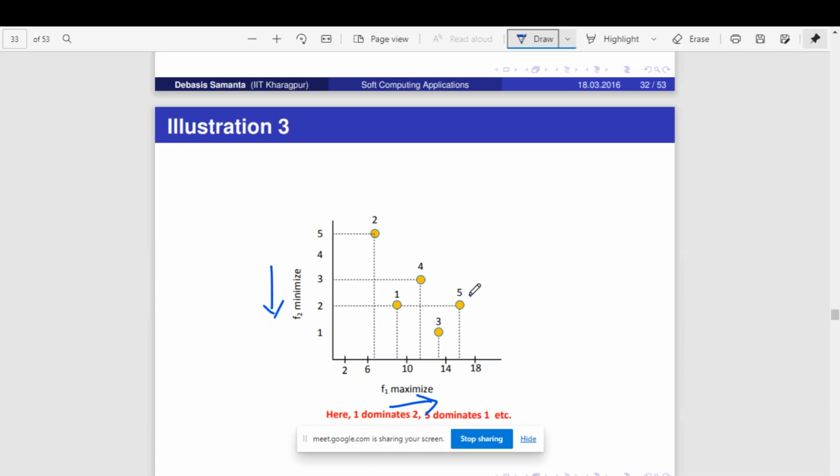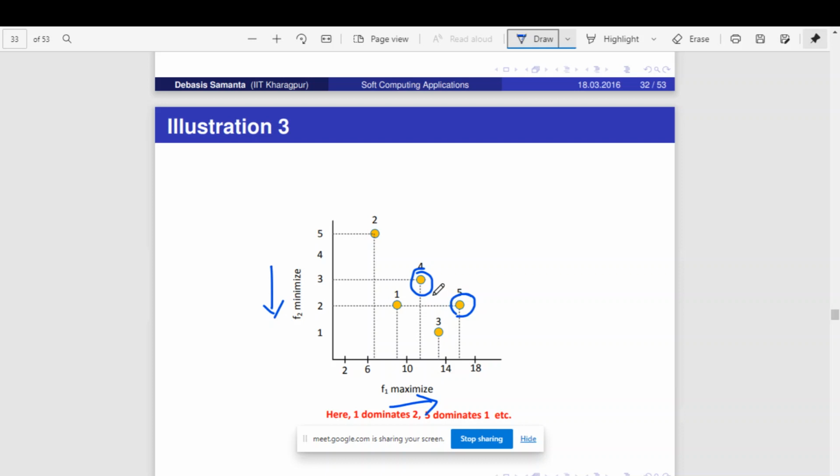So compare, towards right and towards down. Compare 4 and 5. When you compare 4 and 5, could you say that 5 is dominating 4? Why? Previously what you said, it should be towards right and towards down, right?